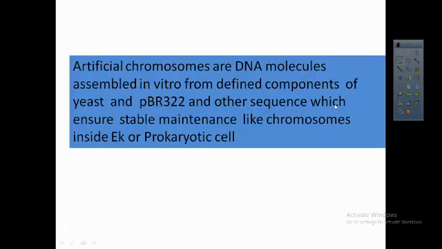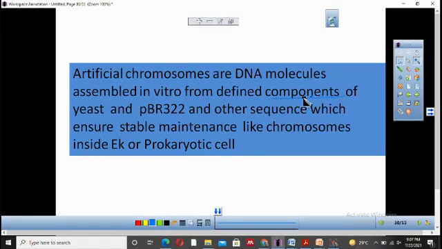Artificial chromosomes are chromosome-like DNA molecules, assembled in vitro from some components from yeast and some components from the pBR322 cloning plasmid vector. Besides this, some other sequences are added in order to ensure stable maintenance, like chromosomes inside eukaryotic cells and like plasmids in prokaryotic cells.